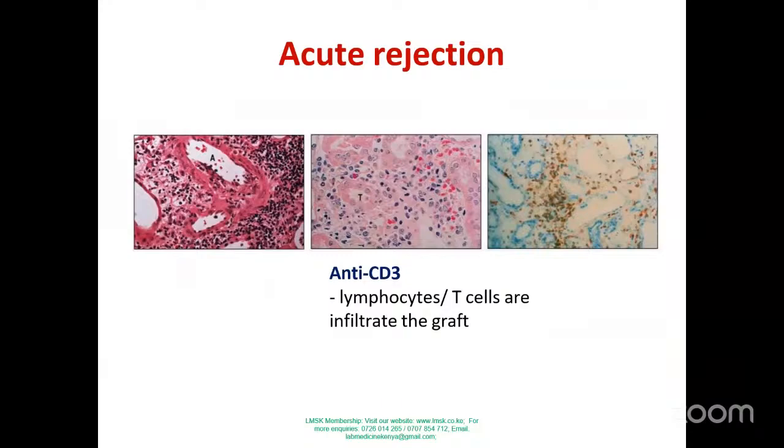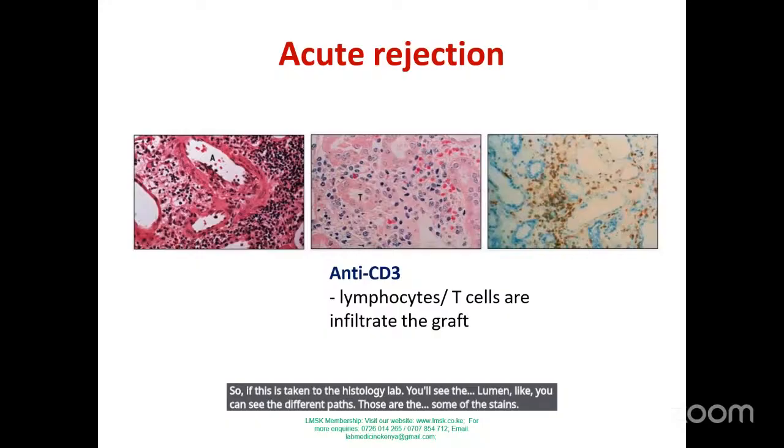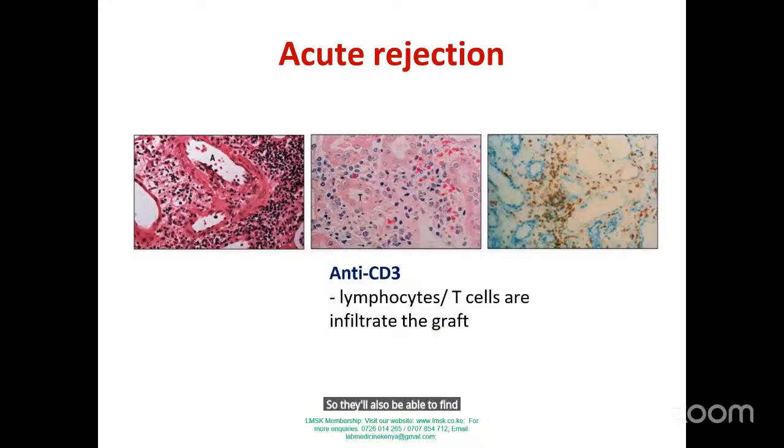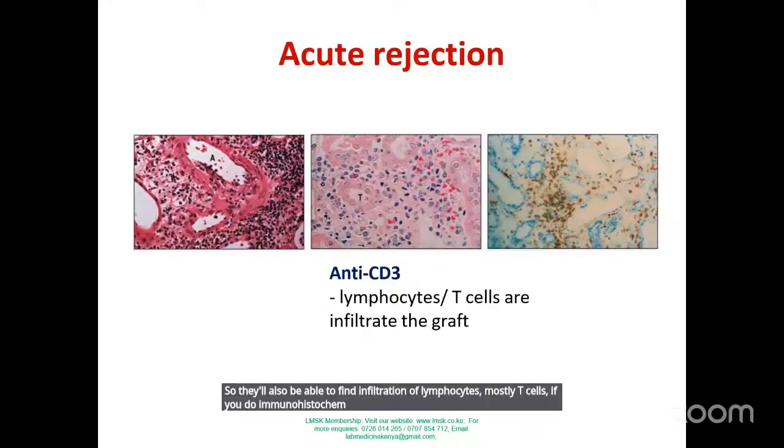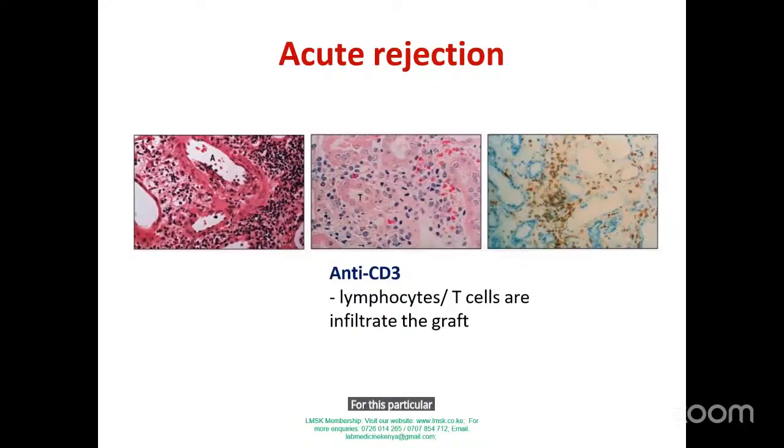So if this is taken to the histology lab, you'll see the lumen, and you can see the different parts. Those are some of the stains. They'll also be able to find infiltration of lymphocytes, mostly T cells. If you do immunohistochemistry, the anti-CD3 will be positive for this particular graft, because much of the T cells would have trafficked to the graft and infiltrated the tissues.